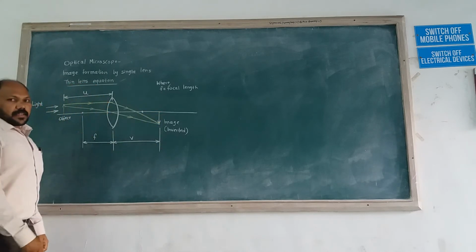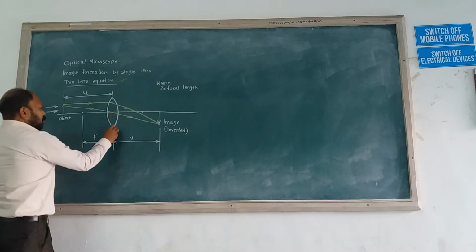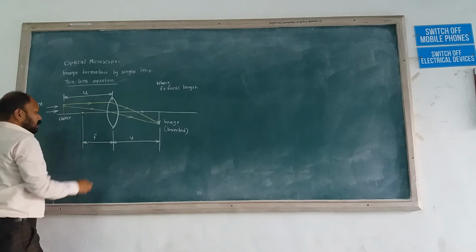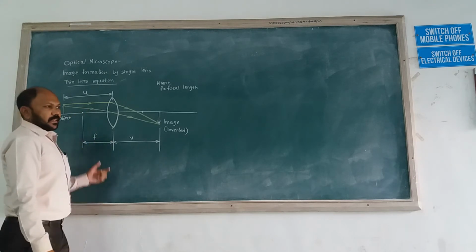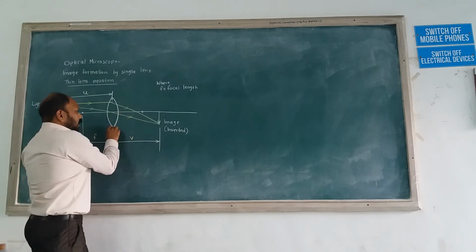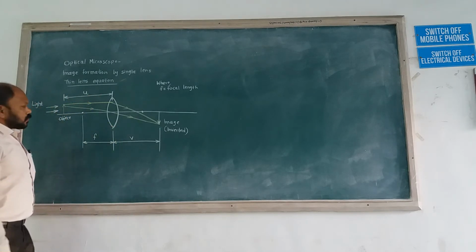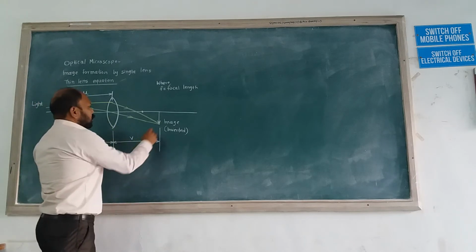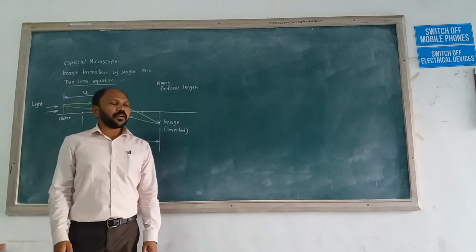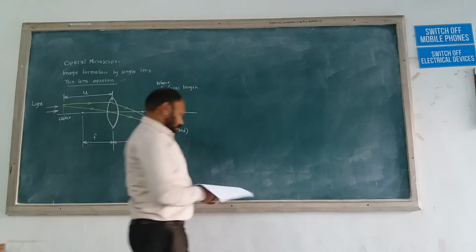So some important terms are there. Focal length: the distance from the lens to this point, which is the focal point, is called the focal length, that is f. Then the distance from the lens to the object is represented by u. Then the distance from the lens to the image is represented by v. Now we use these terms in our next discussion.